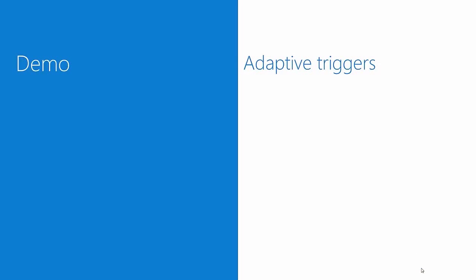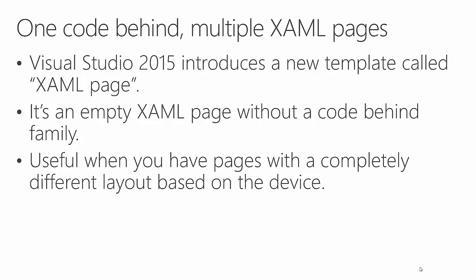To help you create great experiences tailored to each device, we are also offering you a way to have multiple XAML pages connected to one code behind. So the suggested approach is to use a responsive layout, because it's the best one to create applications that can adapt to different devices. But if you have the requirement to create pages that look very differently from one device to another, we are adding a new template called XAML page, which is a way to create a XAML page which doesn't have a code behind file.